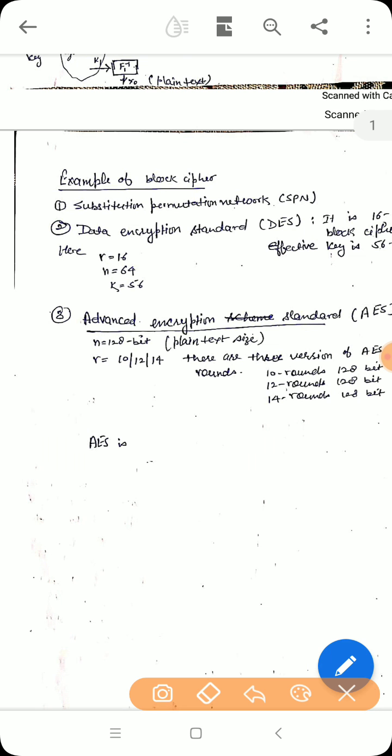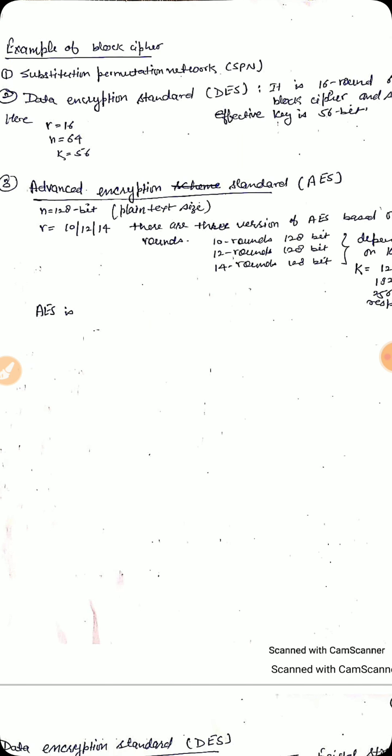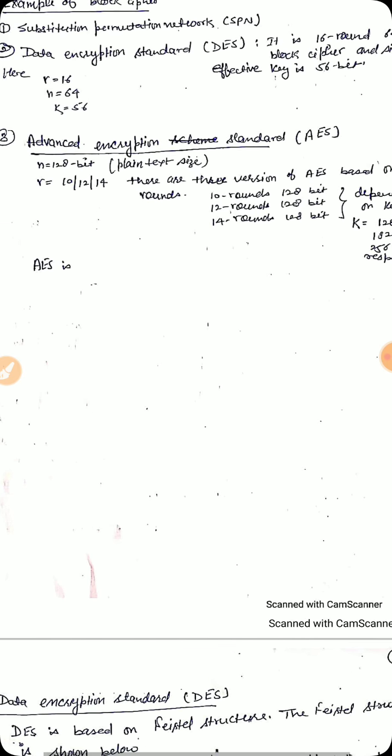There are three types of modern block ciphers. One is the substitution and permutation network, and the second is the Data Encryption Standard, DES. In DES there are 16 rounds and the block size is 64 bits, the size of the effective key is 56 bits, and the size of each round key is 48 bits.